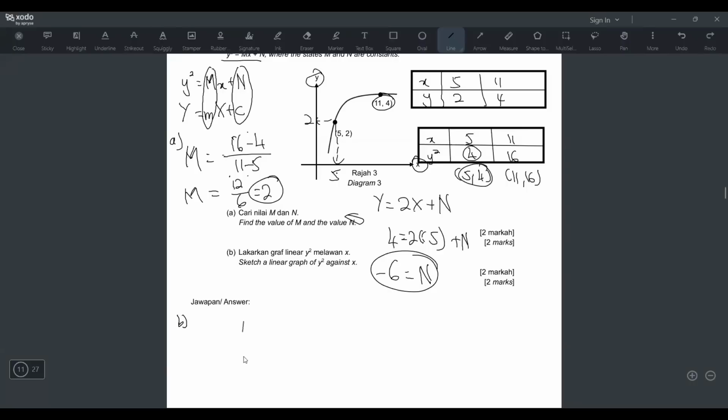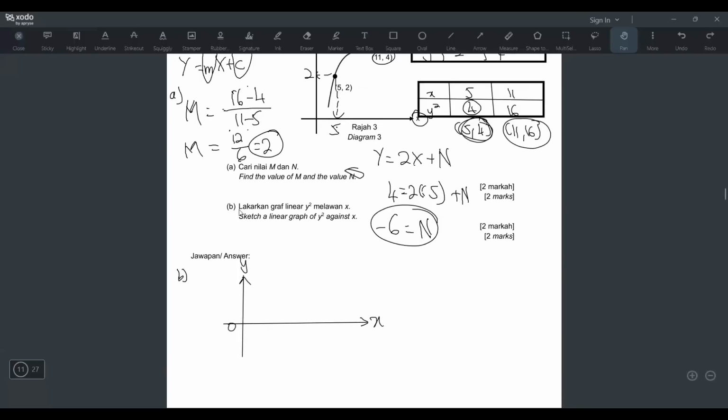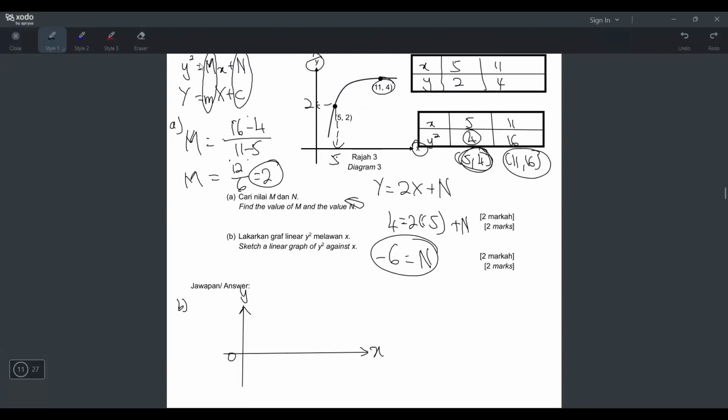So let me draw the y-axis and the x-axis. Right, so I'll draw it like this. Okay, we don't have to find points even, right? But actually we know that the straight line will pass through 5, 4, and 11, 16, right? So okay, let's try to draw the line. We all know the equation of the line is y squared equals mx plus n. So the equation of the line is y squared equals 2, which is m, times x, plus n, so -6.